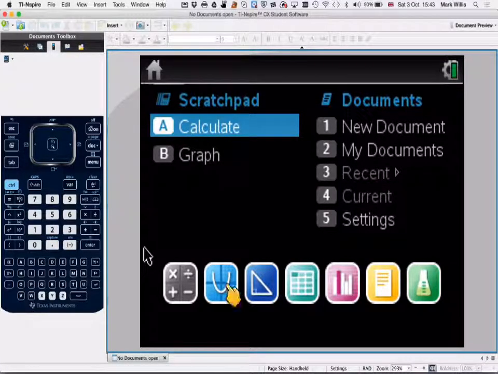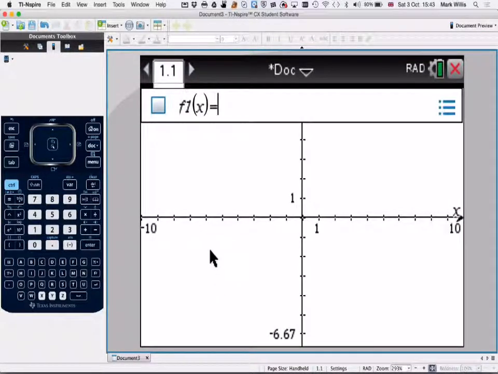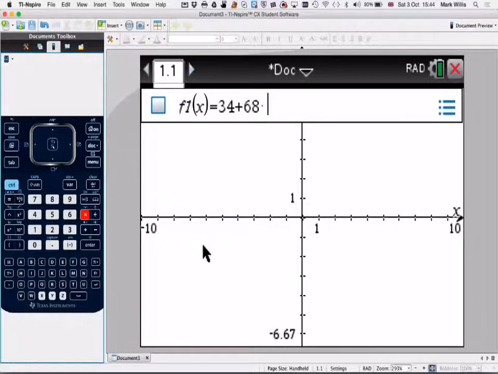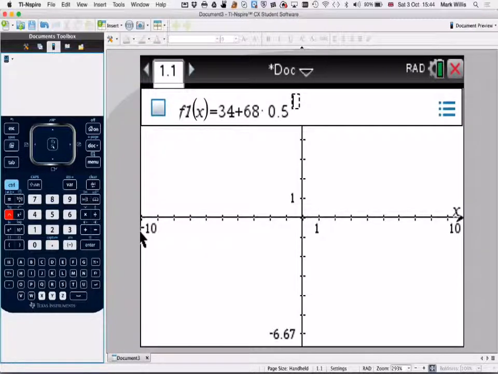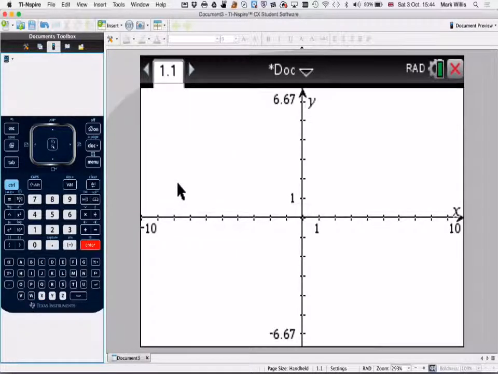and selecting calculation mode, graphing mode, and then put in our function, which is 34 plus 68 times 0.5 to the power of 4x. We have to put it in terms of x on the calculator. Now when we press enter, nothing happens.